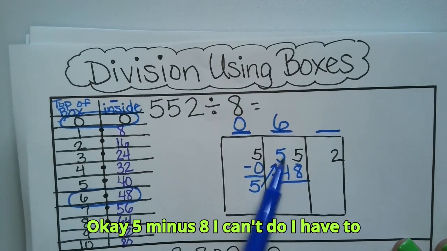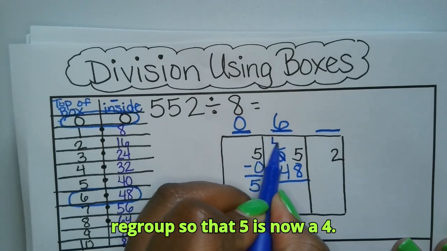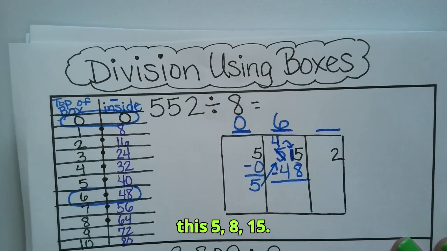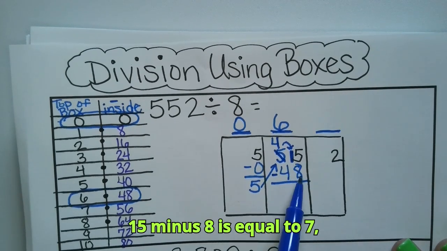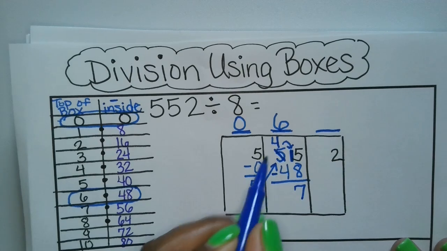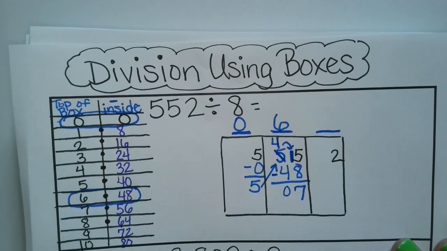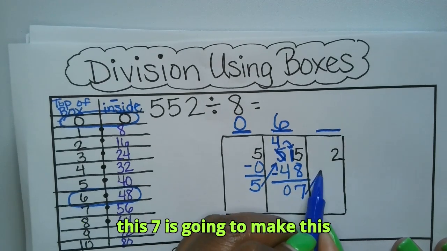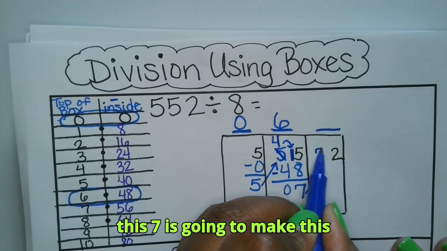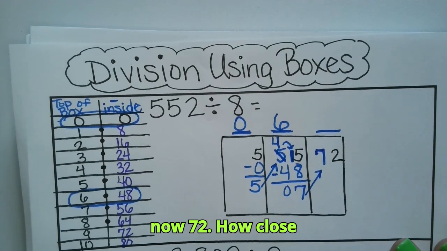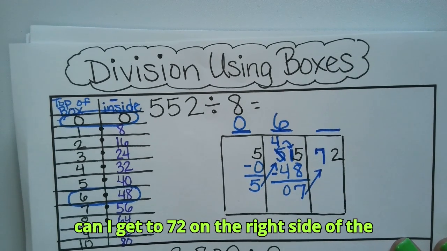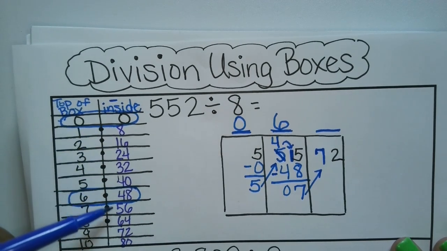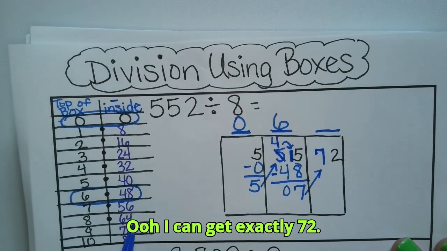Okay, 5 minus 8 I can't do. I have to regroup. So that 5 is now a 4. The one that I'm taking away is making this 5 a 15. 15 minus 8 is equal to 7. 4 minus 4 is 0. So again, whatever I have left, I'm going to take it over into the next box. So this 7 is going to make this now 72. How close can I get to 72 on the right side of the table without going past? Ooh, I can get exactly 72.